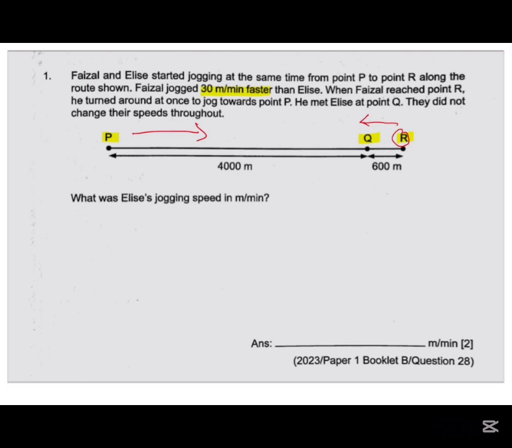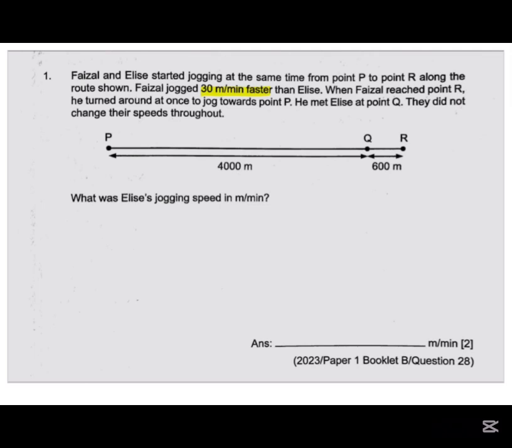Okay, so one key point of this question is that we know that Faisal has a faster jogging speed than Alice. So this means that within the same amount of time, Faisal is able to jog a longer distance, right? So let's see, firstly, eventually they met at point Q, right? So when they finally met at point Q, what's the total distance that each of them has jogged?